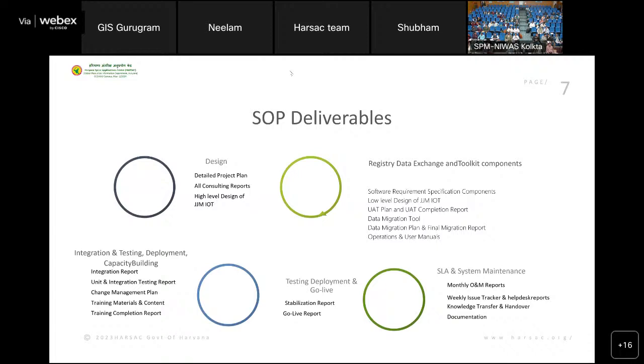Then comes the deployment and go live, where we would have a stabilization report with respect to how the systems are working, and a go live report. Under SLA, what we are looking at is monthly O&M reports.